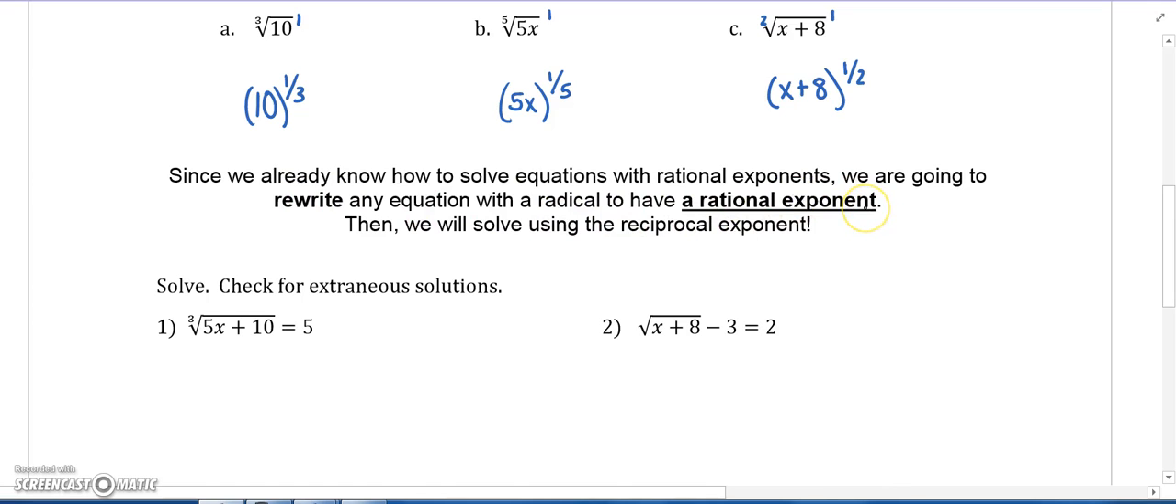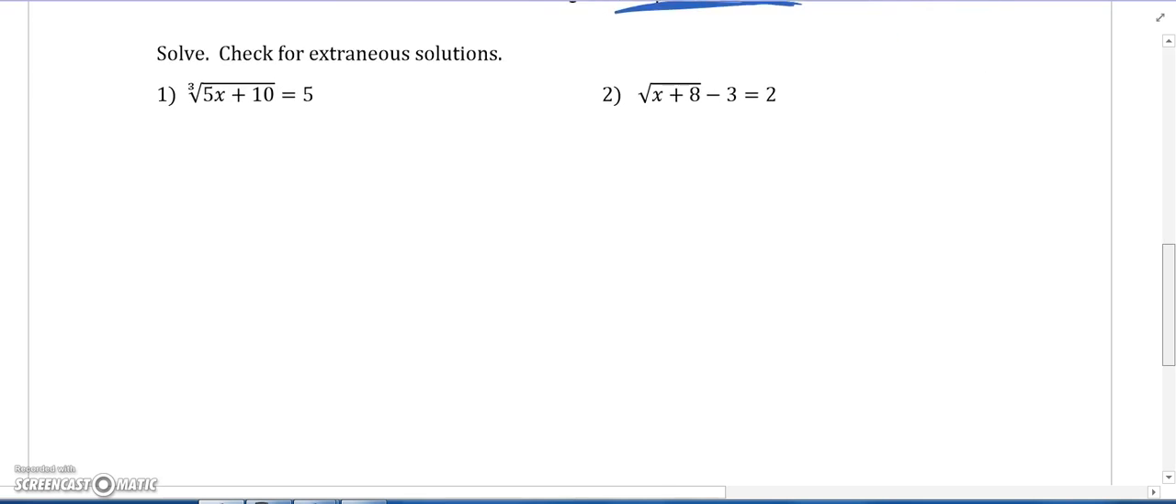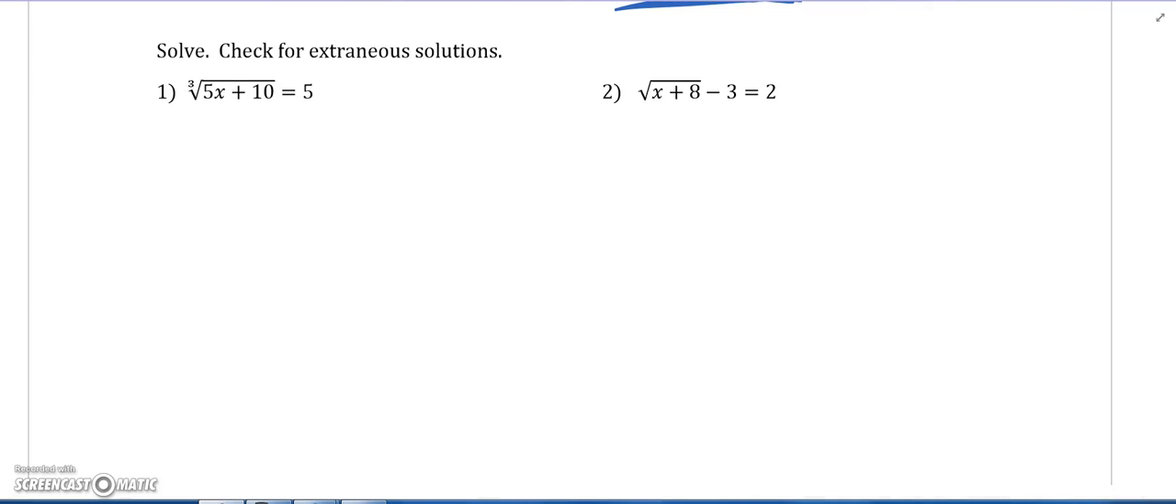Like I said before, since we already know how to solve equations with rational exponents, it makes sense to just keep using that method through and through. So we're going to rewrite any equation with a radical to instead have a rational exponent. That way we can solve using the reciprocal exponent just like we've been doing. So let's try a few. Solve, check for extraneous solutions.